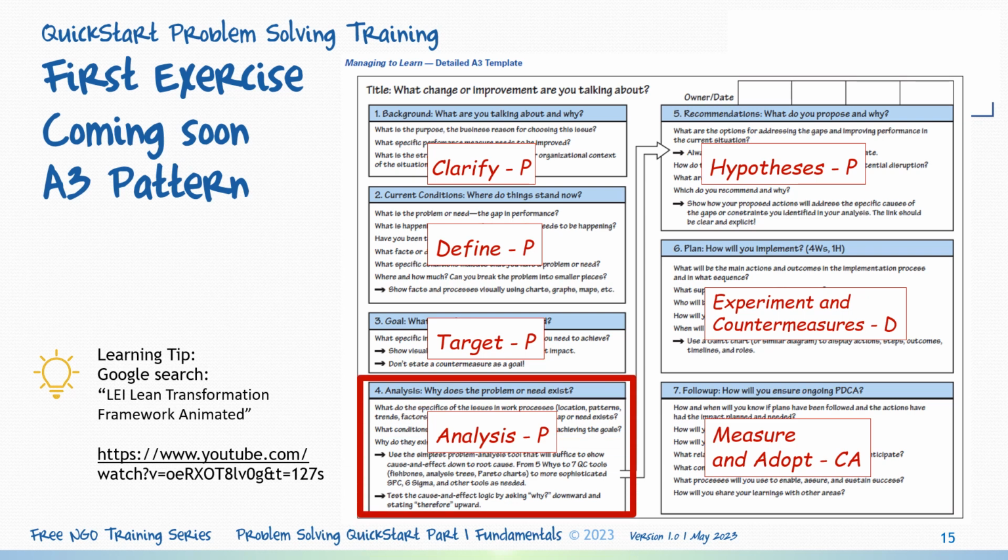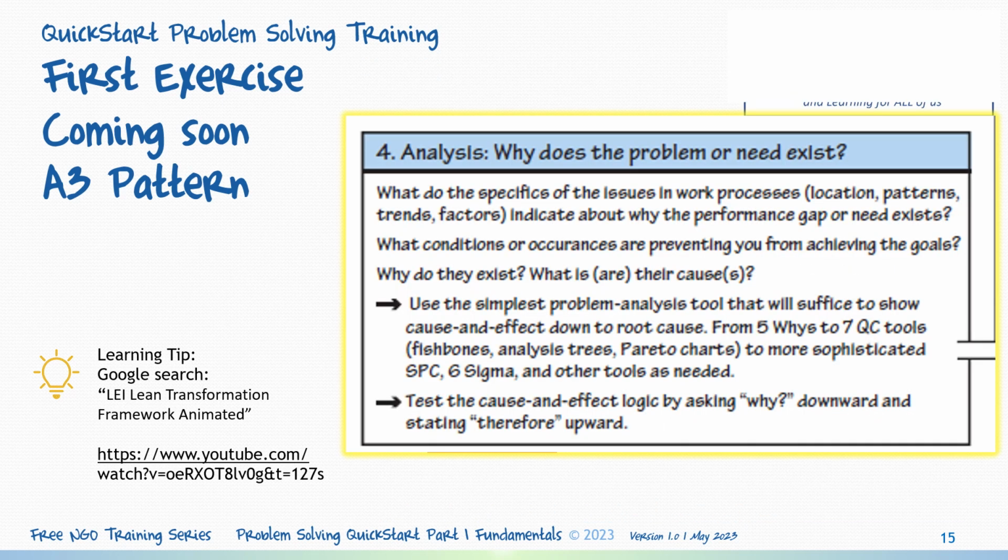Note what the author says, and this is a critical idea we'll return to later in the exercises. Use the simplest problem analysis tool that will suffice to show cause and effect down to the root cause. Einstein once said, "Make everything as simple as possible, but not simpler." In order to use the simplest tool to do the job, we not only need to understand a few key methods, we also must assess each problem to determine its characteristics, what approach is best to start with, how much data is needed, and the degree of quality, accuracy, tolerance, and precision that are appropriate.